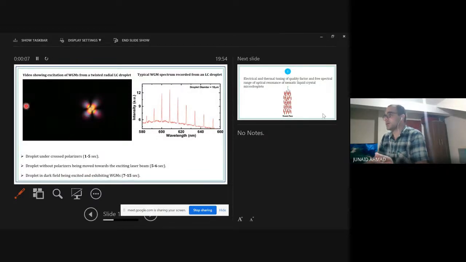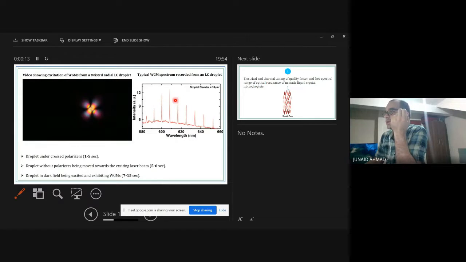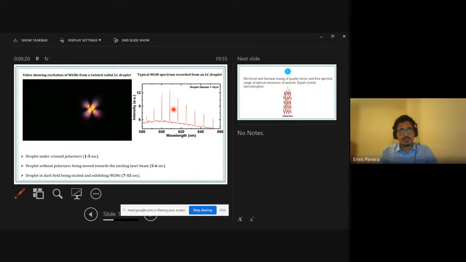Yeah. So you could see this spectrum here, right? In this spectrum, the distance between any two peaks is termed as free spectral range. That's called free spectral range. Is that clear now? Yeah, it is. Thank you.